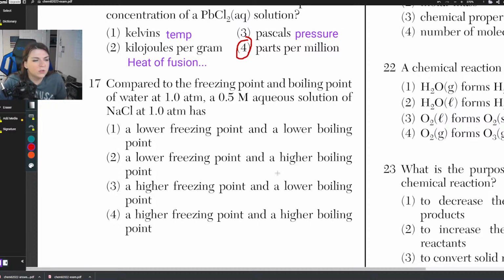17 is another one of those classic Regents questions where the answer choices are so annoying. Moving on. Compared to the freezing point and boiling point of water at 1 atmosphere, a 0.5 molar aqueous solution of NaCl at 1 atmosphere has blank. Alrighty. We are at 1 atmosphere for both of these. We are comparing water to a 0.5 molar aqueous solution of NaCl. This is colligative properties.